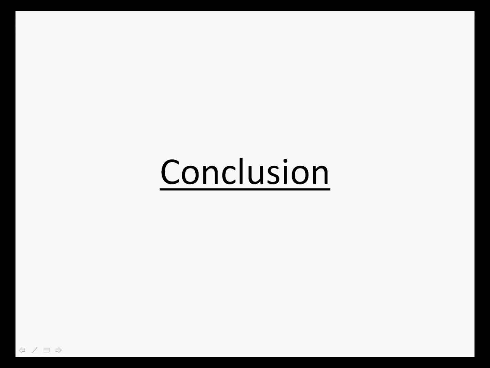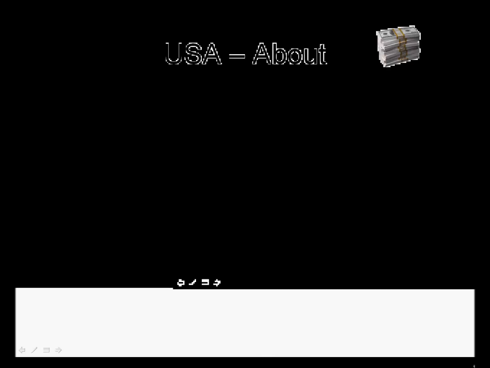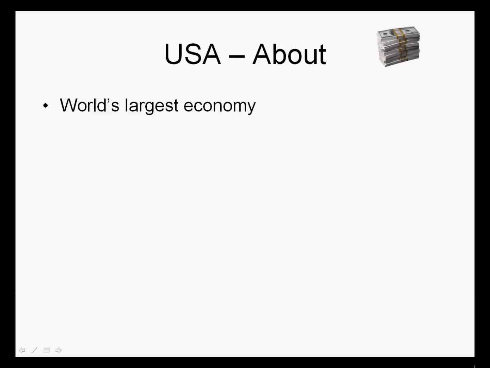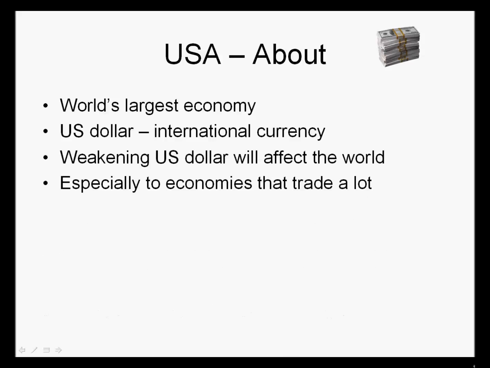Now for the conclusion. For our conclusion, our group will be giving you a summary of what we mentioned earlier. So basically, to begin, we'll be telling you about the United States of America again. The USA is the world's largest economy, and its dollar, the US dollar, is the international currency of the world. Hence, the weakening of the US dollar will affect the world, especially economies that trade a lot.